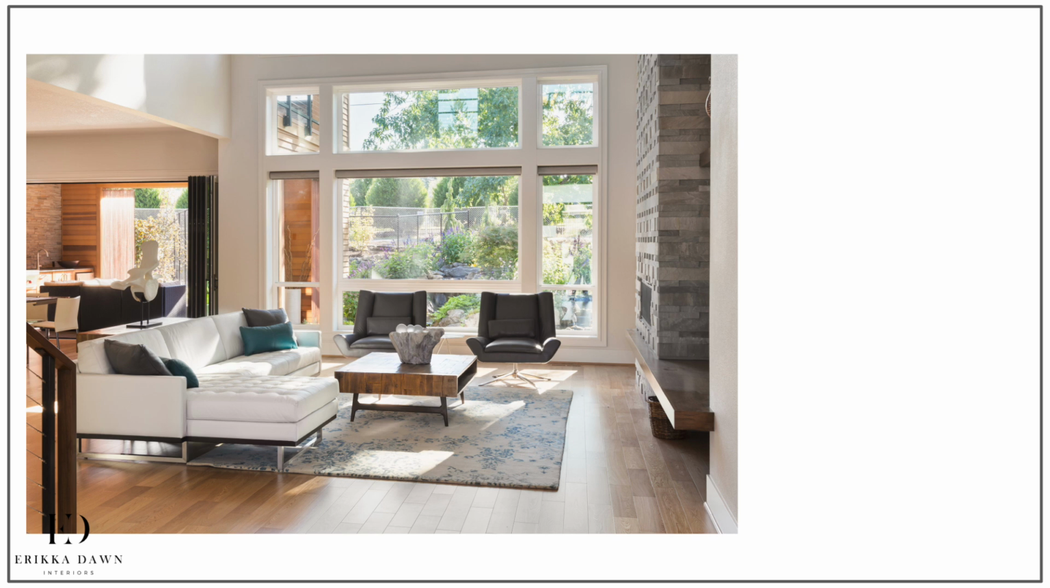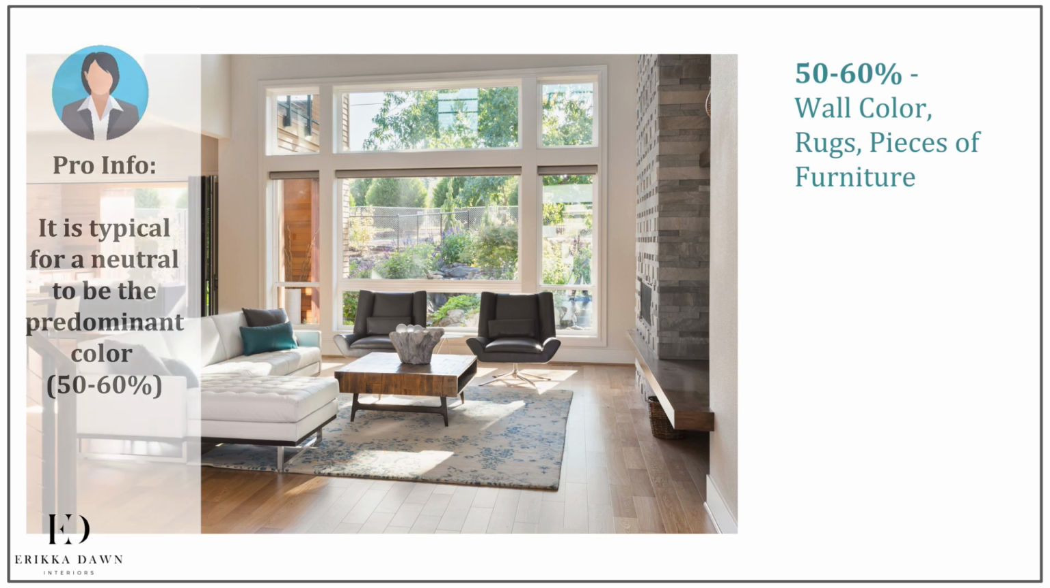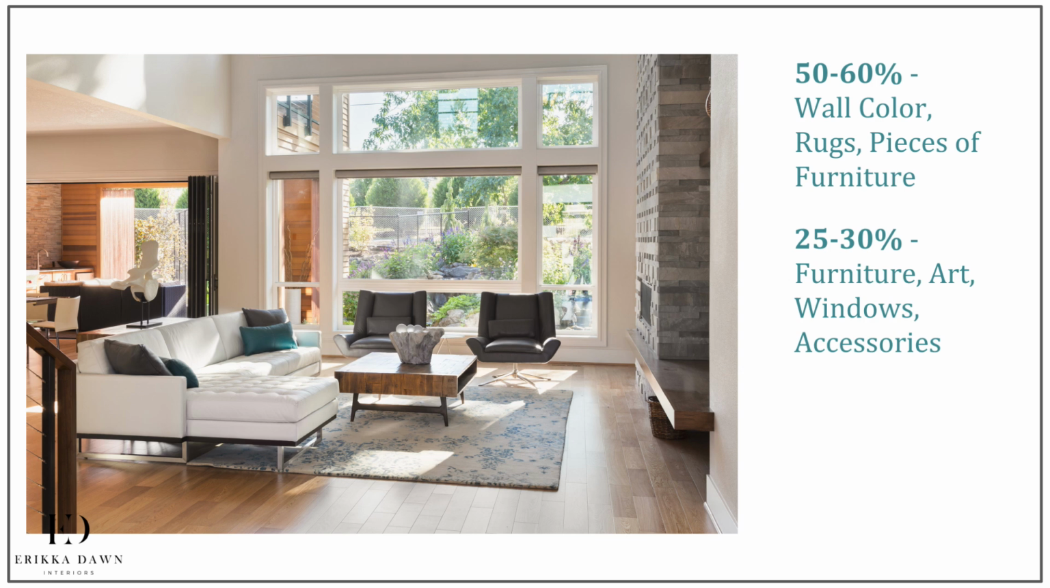So here it is. For your predominant color, use it in more than 50% of your space, so maybe 50 to 60%. This could include your wall colors, the main color in your rug or rugs, and perhaps a piece of furniture or 2. For a bedroom, this would include your bedspread. Your main accent color should be roughly half that amount, so about 25 to 30%. This would likely include some furniture, some artwork, and perhaps window treatments or accessories.